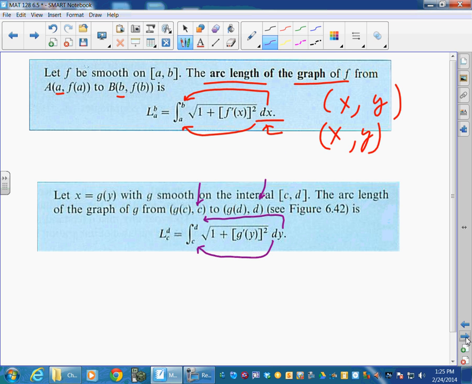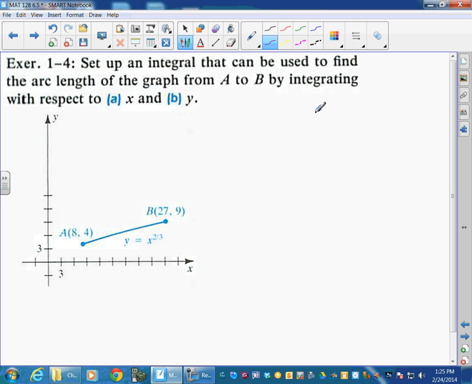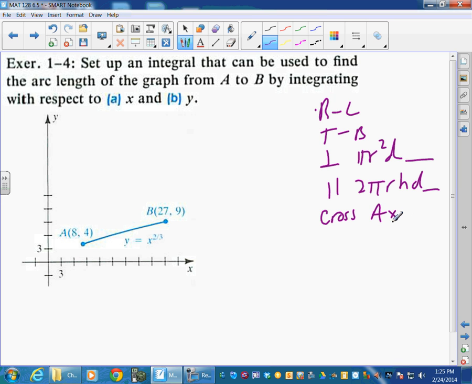So, first thing you should do is write your formulas on your test, but not put your name on it. Whatever equations you want. Area: top minus bottom. Perpendicular is pi r squared d whatever. Parallel is 2 pi r h d whatever. And cross section. And arc length: square root of 1 plus f prime of x squared dx. That took how long? 46 seconds.